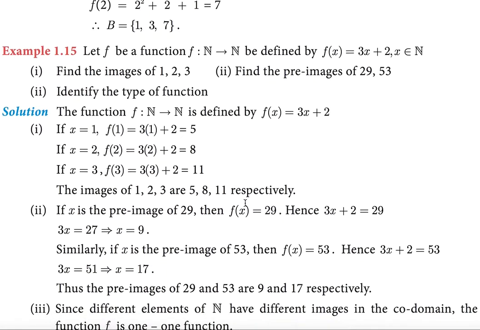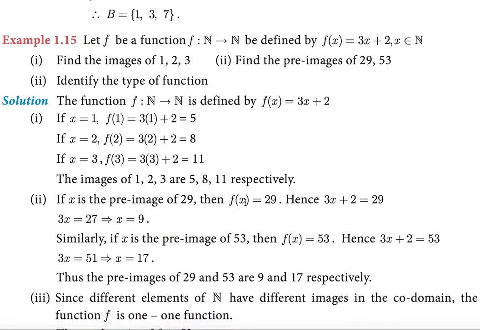Let f be a function N to N defined by this. Find the images of 1 to 3. Find the pre-images of 29 and 53. Okay, identify the type of function. Okay, images found out: 5, 8, 11. x is the pre-image of 29. Find x. x is 9, 17.